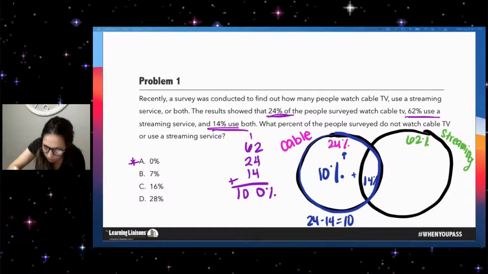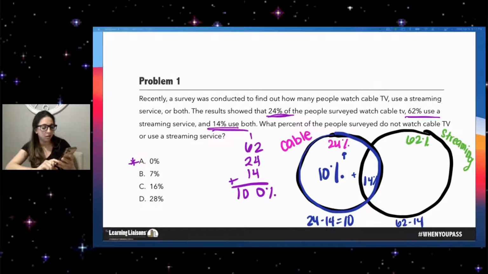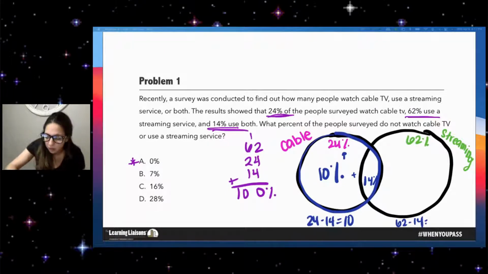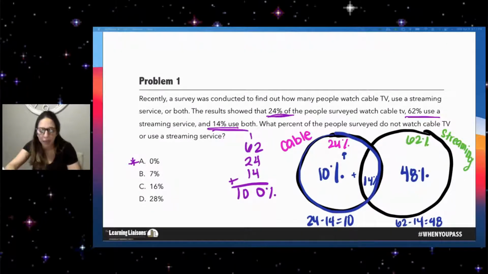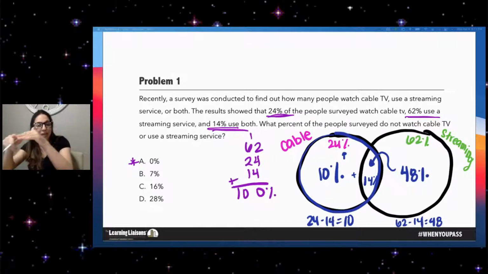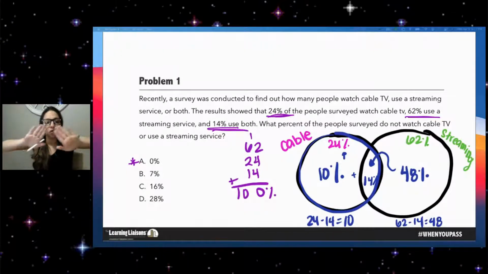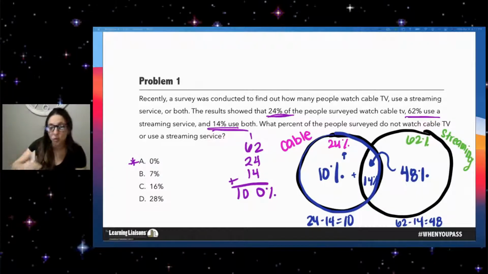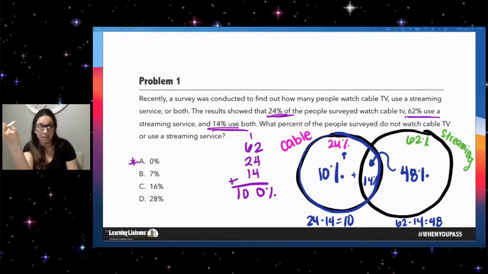Let's do the same thing with the 62. 62 minus 14. I'm going to use my calculator just so I don't make a silly mistake. 62 minus 14 is 48. So that means that 48% only use streaming, and then the 14 plus the 48 equals that 62. Because they both overlapped on that 14, now we realize that we've got a gap, and it doesn't equal 100.